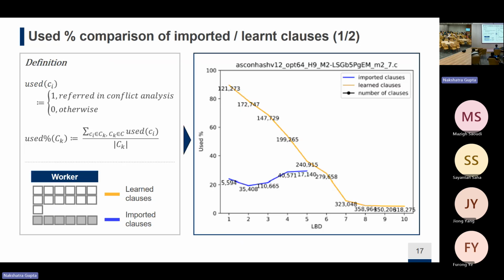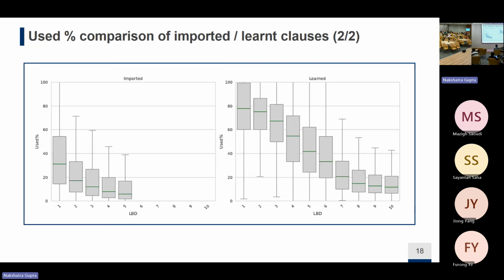This result shows just one instance as an example. So here is the distribution over 400 instances of the used percentage. The left one shows the used percentage of imported, shared learnt clauses, and the right one is the average learnt clauses used percentage. As you can see, the used percentage is higher for the learnt clauses, but lower for the shared learnt clauses. So this result indicates that LBD is effective and useful within a worker and within the same context and state, but not across workers, beyond the workers.